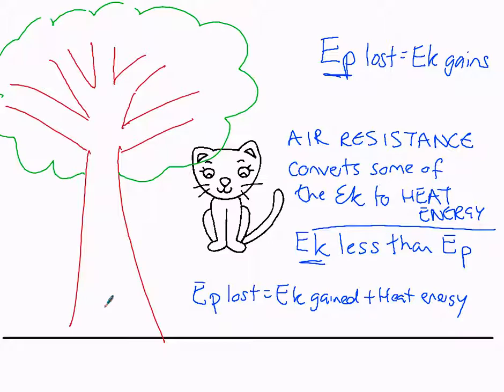So that's why when you do your initial calculation like this, you'll get a certain speed value at the bottom. In the real world, that speed is going to be less because the air resistance has converted some of the kinetic energy to heat energy.